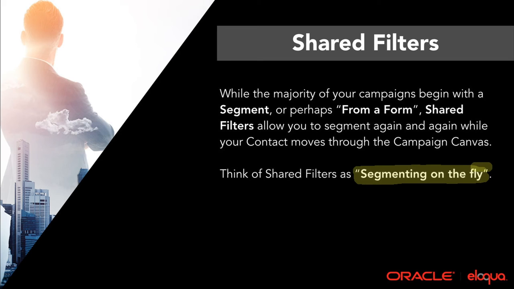So where you may be familiar with creating segmentation and using the filter criteria there, using shared filters on the campaign canvas effectively enables you to do segmentation on the fly. So let me show you an example here on a campaign canvas. The segment begins here, we wait for a period of time. What we can do here is use a shared filter to do a number of things.